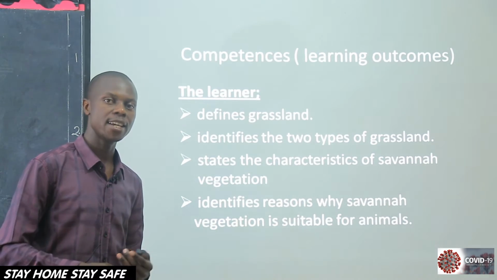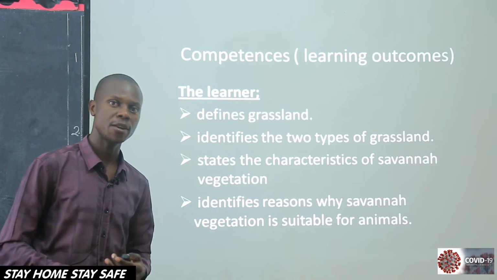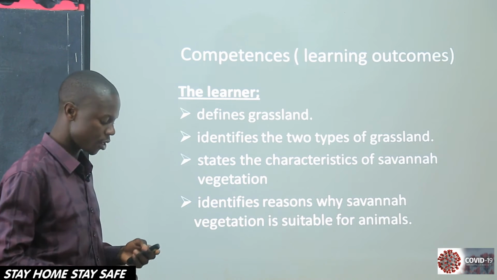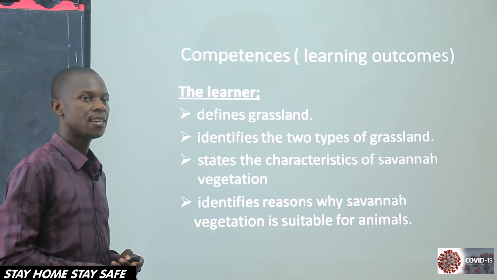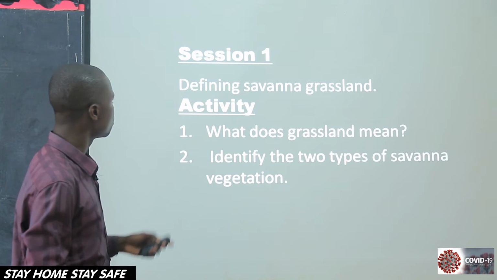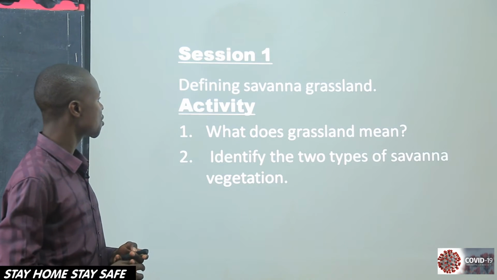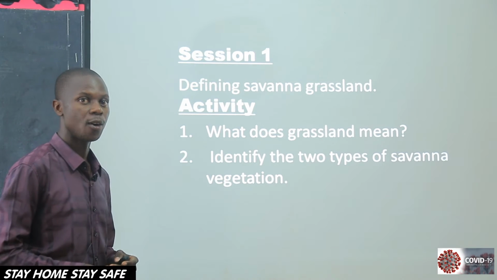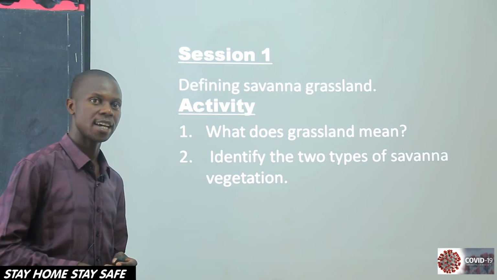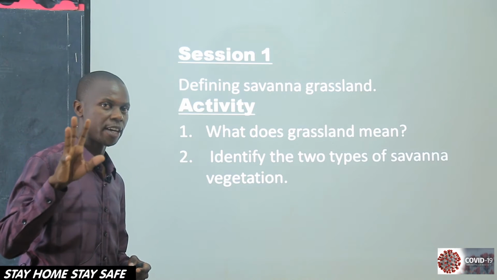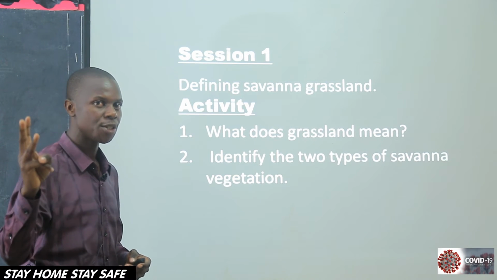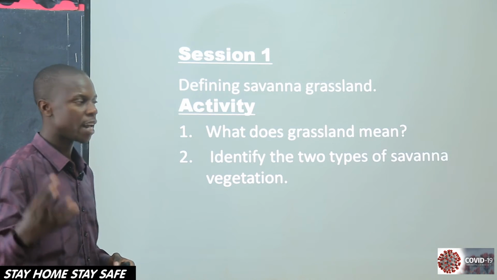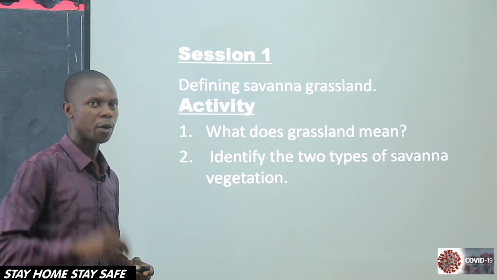Why do most wild animals like living in savanna regions? So by the end of this lesson, you know all those reasons. Is that clear? Yes. Let's move on to our session one. In this case, we are going to focus on defining savanna grassland. I told you savanna has a variety of names: savanna vegetation, savanna grassland, tropical grassland. So when I mention any of them, don't get confused.